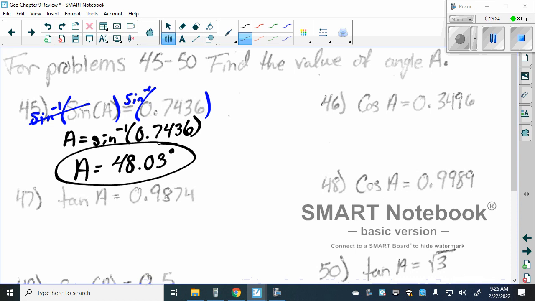Go at least one decimal place, if not two. Because if you don't feel comfortable, or if you've got it far enough, give me as many decimal places as you want. It's never a bad thing to give me too many rather than too few.